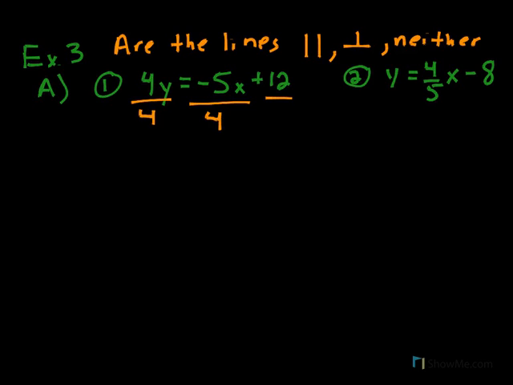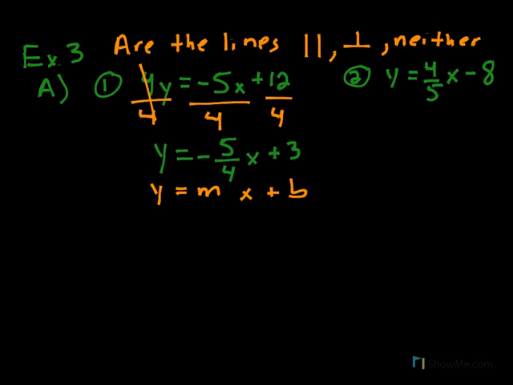And remember, you divide every single term by 4, just like if it was a distributive property, but we're actually dividing. So this equals negative 5 over 4 x, and then 12 divided by 4 is just plus 3. Can you see the slope from here? Yes, because this looks like y equals mx plus b. Therefore, the number in front of x over here, that's my slope. So the slope of line 1 is negative 5 over 4.